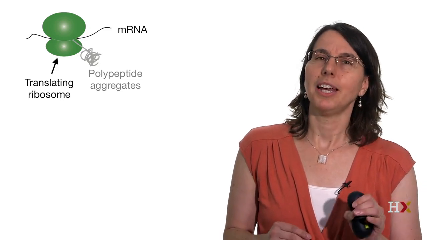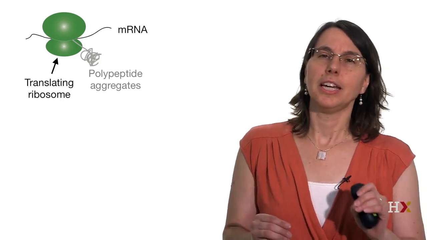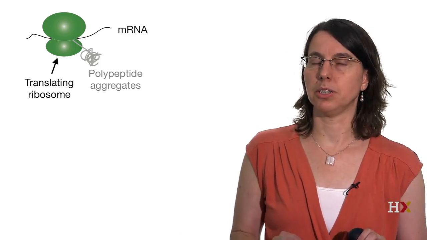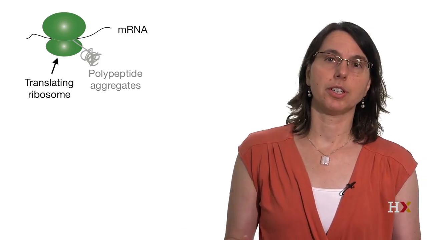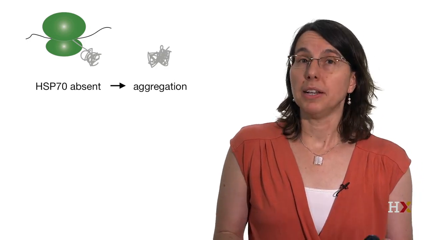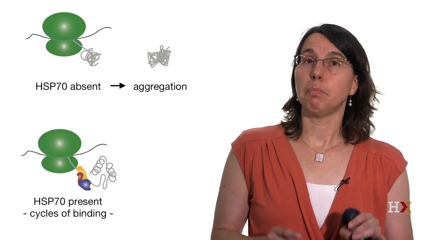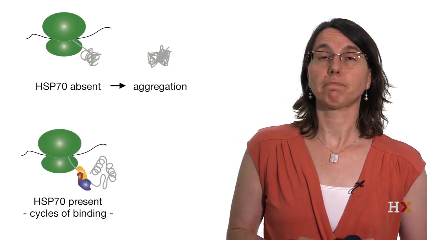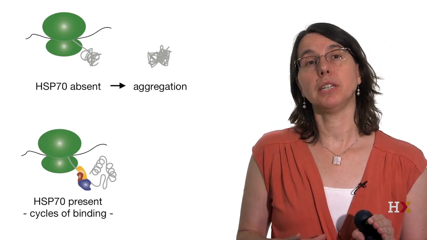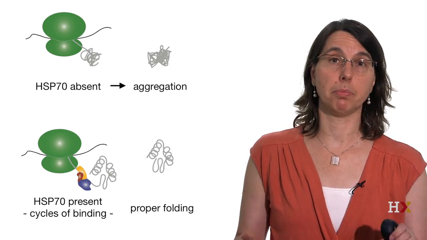So for example, if the fold of a protein would require interactions between distant elements in the primary structure, for example, between the N-terminus and the C-terminus, the N-terminus is translated first, and it may form some aggregates with other proteins before the C-terminus can be translated. And that's where HSP70 comes in. When HSP70 is there, it can bind to the nascent protein before it's fully translated and before it aggregates. So the protein will then be more likely to reach its proper fold.